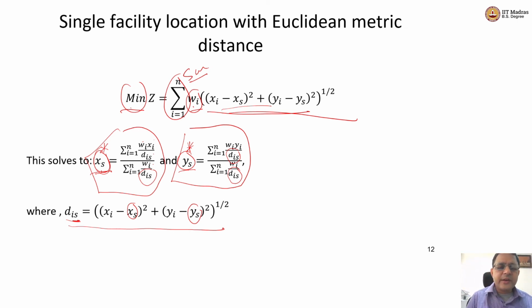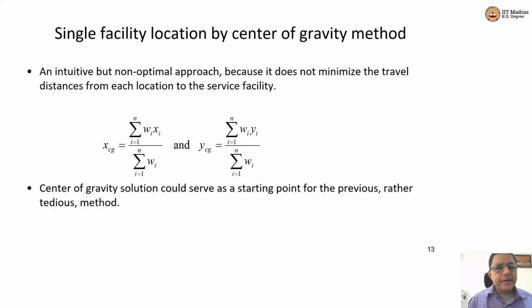I told you this is difficult because to solve xs I need ys. To solve ys I need xs. I have to solve simultaneously. So we have to use some numerical algorithms, right? One way to solve is to use what is called the center of gravity method. So what is center of gravity?